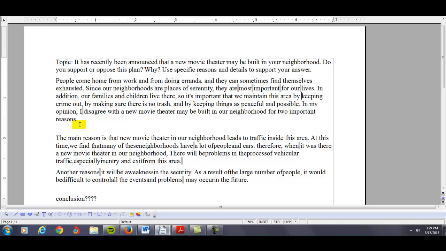Okay, so I think we're making some progress. So people come home from work and from doing errands, and they can sometimes find themselves exhausted. Since our neighborhoods are places of serenity, they are most important for our lives. In addition, our families and children live there, so it's important we maintain this area by keeping crime out, by making sure there's no trash, and by keeping things as peaceful as possible.